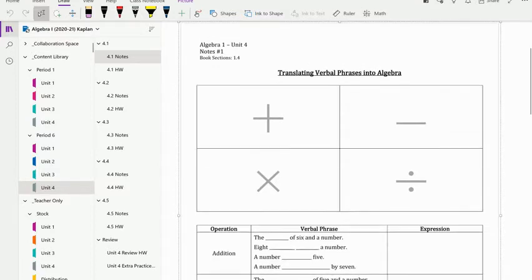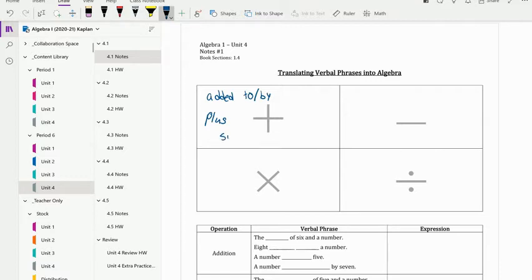So first thing we're going to do is, in this little graphic organizer here, give some different words that you might see in reference to a plus, a minus, a multiplication symbol, and a division symbol. So the first thing that you're going to see, let's just stick with the obvious ones here. So added, to, or by, right? That's what we know the addition sign means. You could also see the other obvious one, plus. You see a plus, you probably should put a plus sign. Sum is another word for addition.